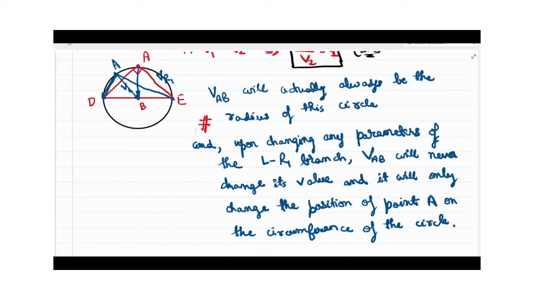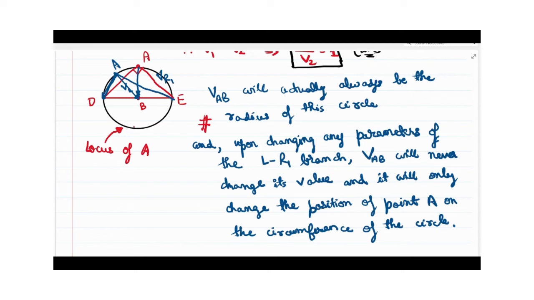So you can write another thing: this is the locus of A. The circle right here is the locus of A. The entire A will move on this circle, right? So this is the locus of A. Only A will move on the circle.